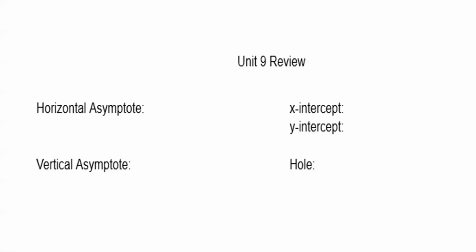Okay, so we're going to review how to graph rational functions and all the little details that go with them. We need to talk about horizontal asymptotes, vertical asymptotes, x and y intercepts, and holes. These two tend to go together. Obviously, horizontal asymptote, there's three things.